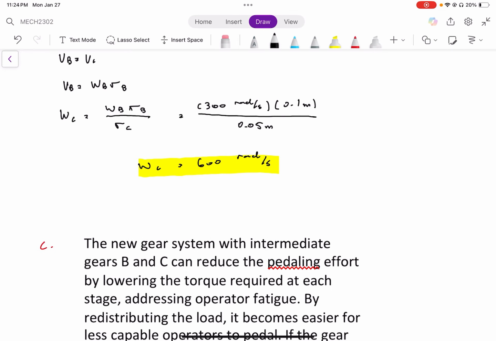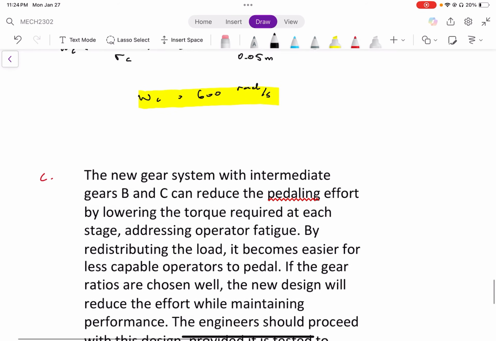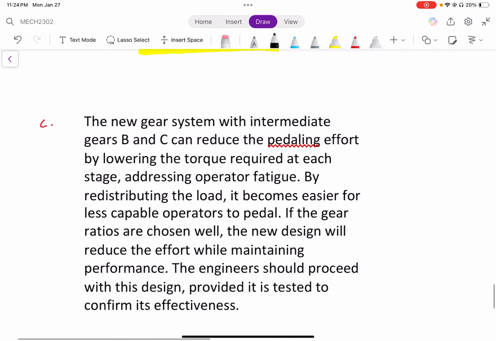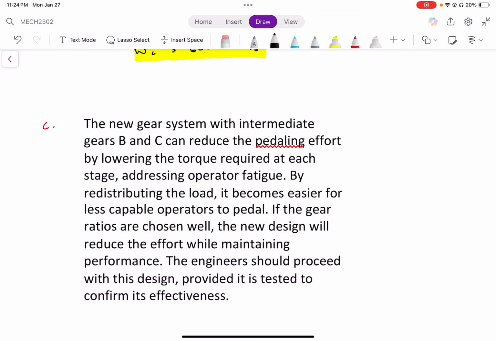And now, which one would be better? The new gear system with intermediate gears B and C can reduce the pedaling effort by lowering the torque required by each stage, addressing the operator fatigue by reducing the load. It becomes easier for less capable operators to pedal, which means that you're going to pedal a lot less and be going at the same speed.